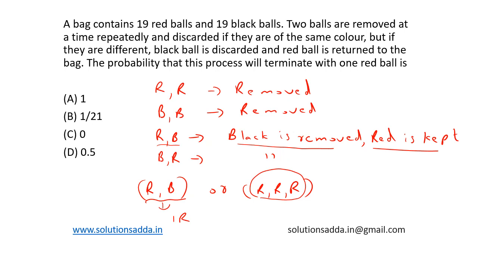Now let's consider the other case, RRR, where all three balls are red. In that case, two red balls would be taken and removed, and finally we will be having one red ball. So in this case also we'll be having one red ball. So the probability that this process will terminate with one red ball is 1, because in both cases we are terminating with a red ball. So the correct answer to this question is option A, 1.